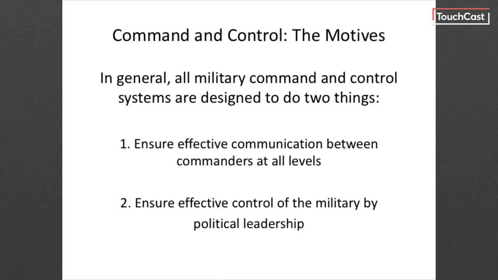Let's look at command and control first from a more general military context. These are the two primary motives for command and control systems, because in general, all military command and control systems are designed to do two things. They're designed first to ensure effective communication between commanders at all levels, and second, to ensure effective control of the military by the political leadership. So right away we have some important insights into how nuclear command and control systems in particular have to work.